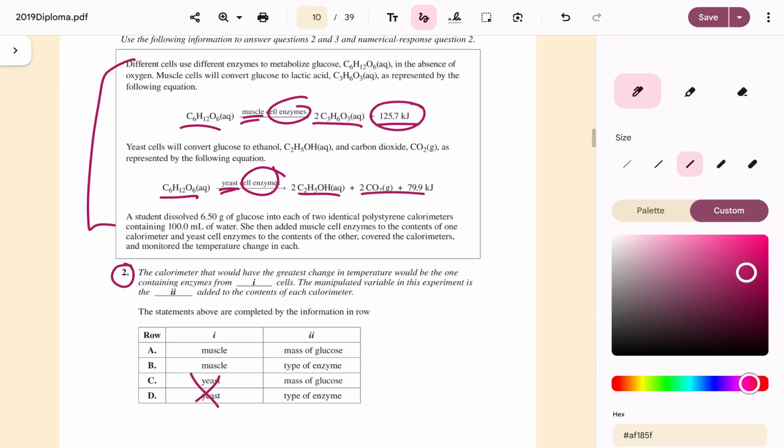And then about the manipulated variable, the main difference between these two reactions within the calorimeter is the type of enzyme. So that is what's being manipulated. And so that would be B.